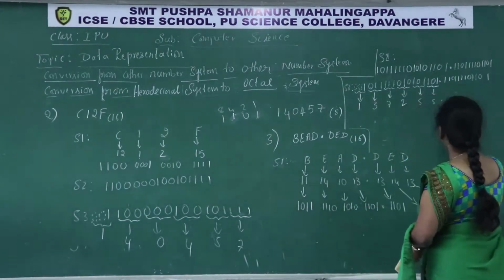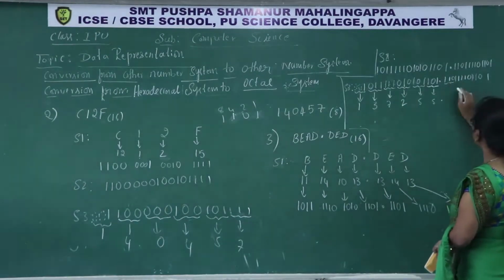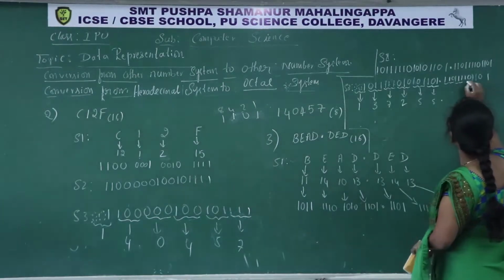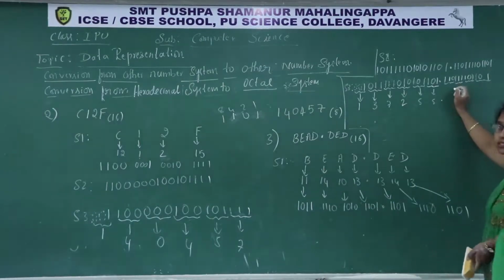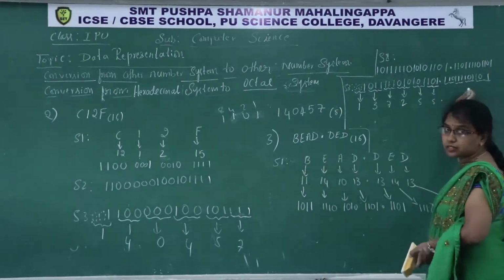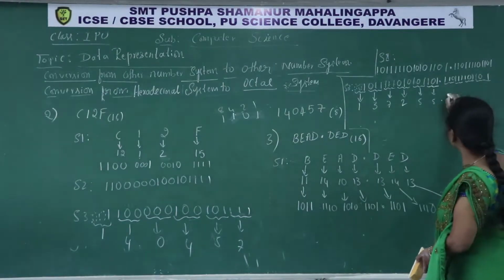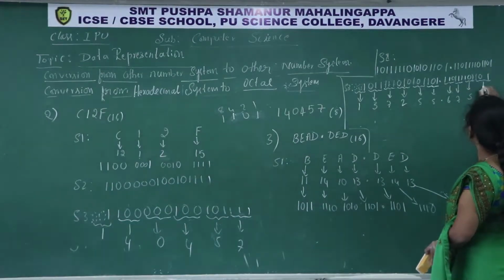Now let us take the fractional part. We have to start from MSB and make a group of 3 bits. 110, 111, 101, 101, 110. What is the octal equivalent? 4 plus 2, that is 6, and this is 7, it's a 5, and it is 5.